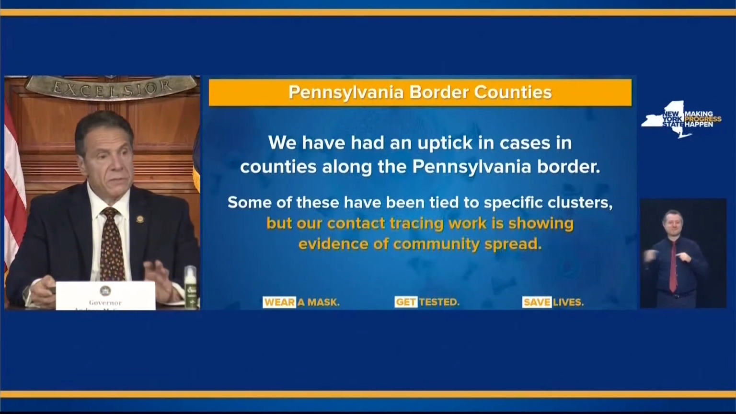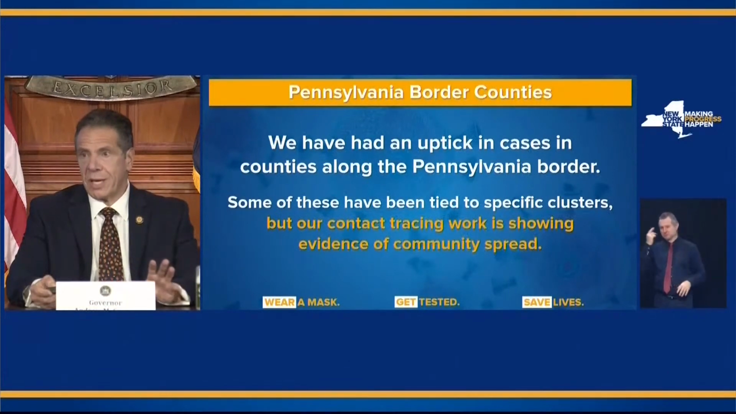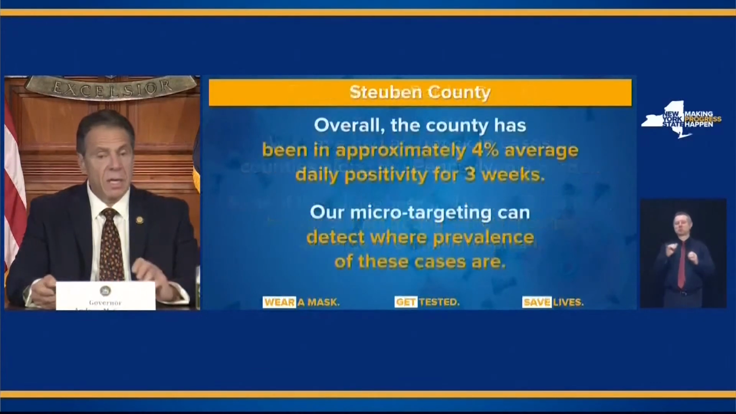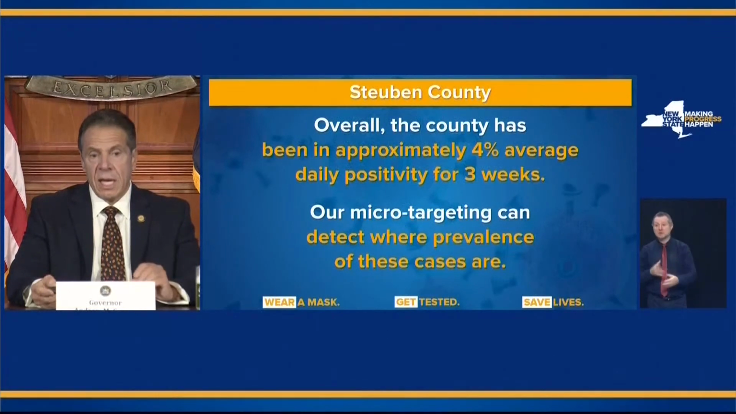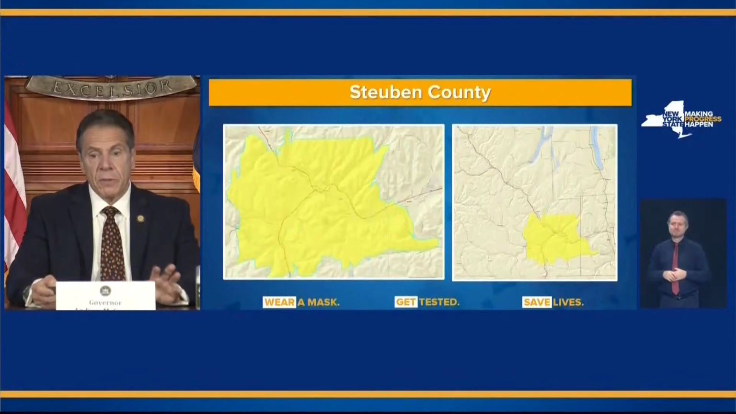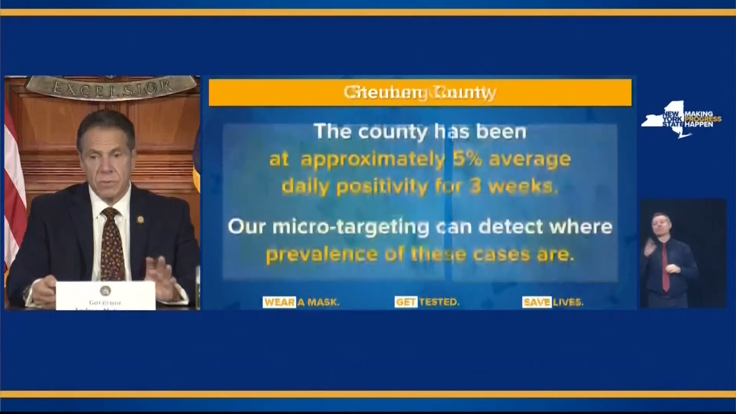And we're working to find specific events that triggered it. We haven't found them yet. It looks like more of a widespread, just community spread. At this point, we're going to do more testing to try to find out exactly what's going on. But Steuben County has been about 4% for 3 weeks. And that is not good. And again, we're going to try to drill down. But right now, part of the county is going to be in a yellow zone.